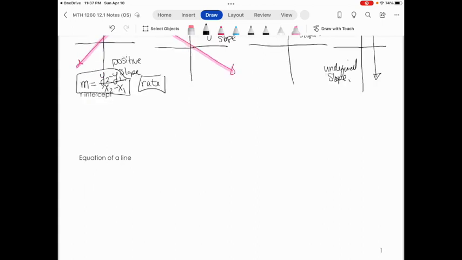hour. Now, with the y-intercept, it is literally where the line crosses the y-axis. That's why it's called the y-intercept. If you forget which one is the y-axis, the vertical axis is the y-axis and the horizontal axis is the x-axis. So when I graph some line, the value right here where it crosses the y-axis is the y-intercept.